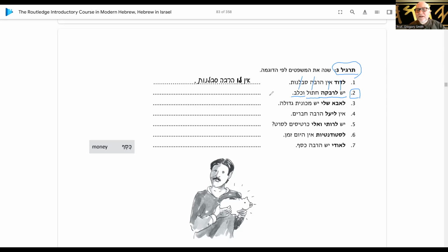Okay, so basically we need to change this. We need to say yesh laha, probably. There is to her. Yeah, laha, there is to her. Oh, we messed that up. We need a tav there. And hatul, and then v'kelev. Okay, so there is to her hatul v'kelev. So there is to her a cat and a dog.